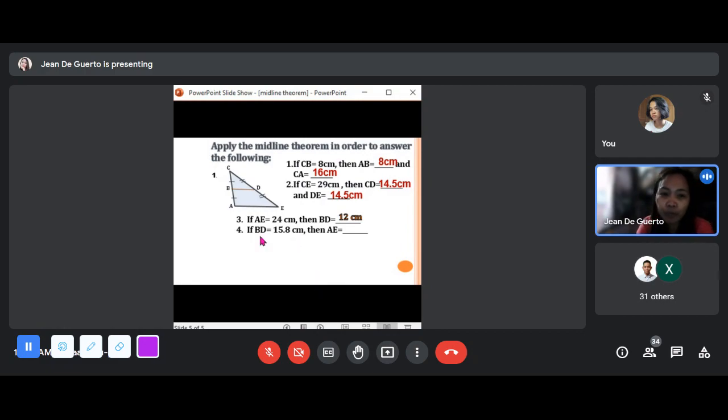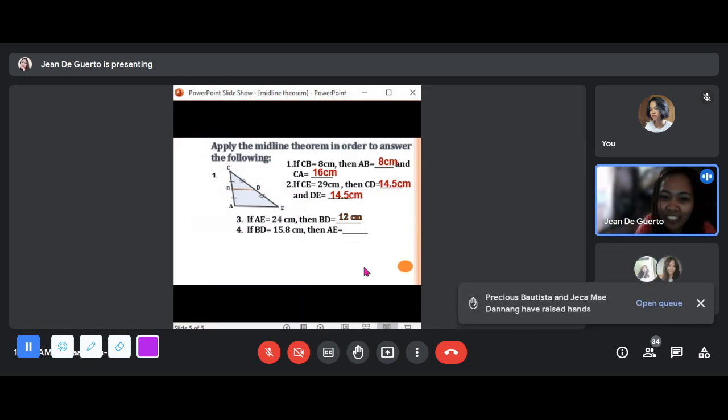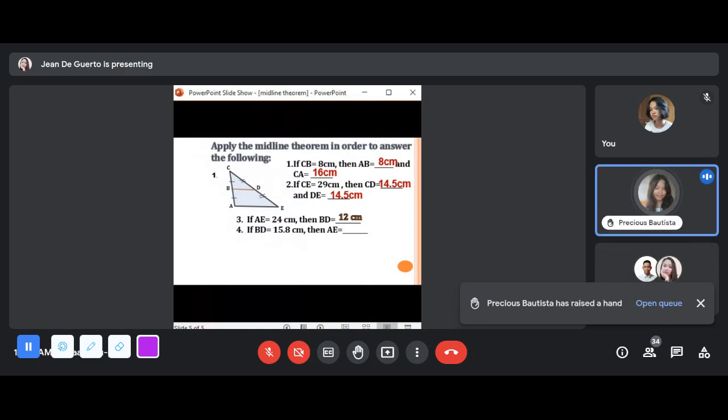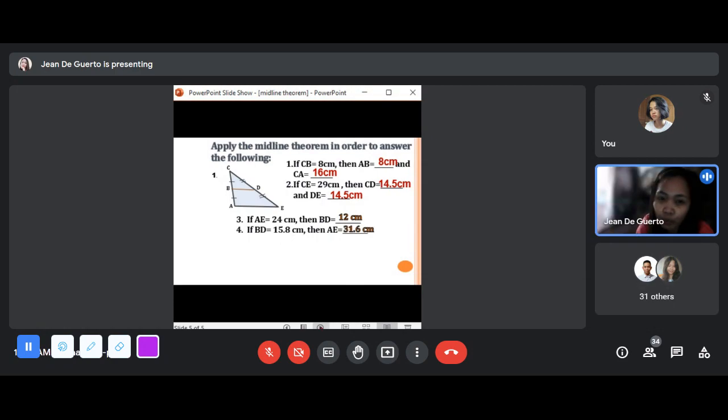Okay, number 4. If BD is 15.8 centimeters, then what will be the measure of AE? Not Raymark anymore, the others. Raymark has answered a lot already. Precious. 31.6 centimeters po. Why? Ma'am, we multiplied, because BD is half as long as AE. Okay, so we multiply 15.8 by 2. So you have 31.6 centimeters.